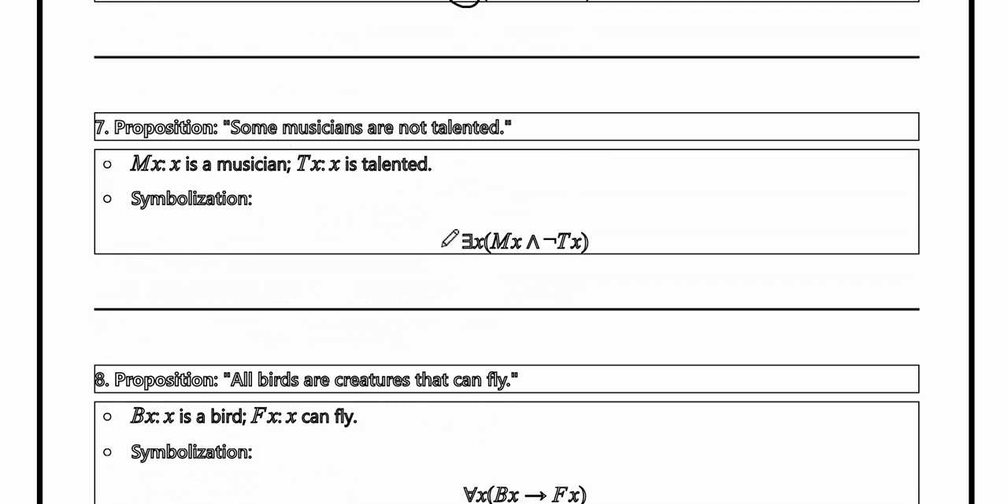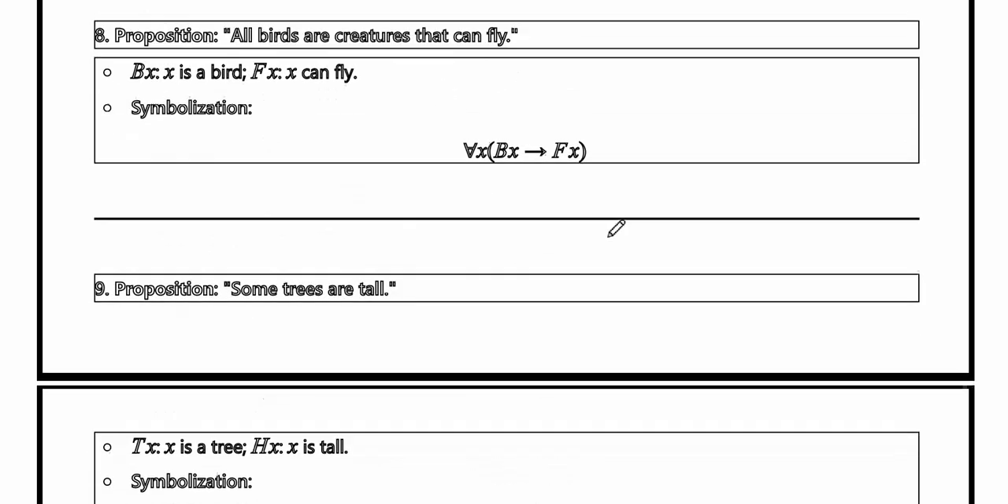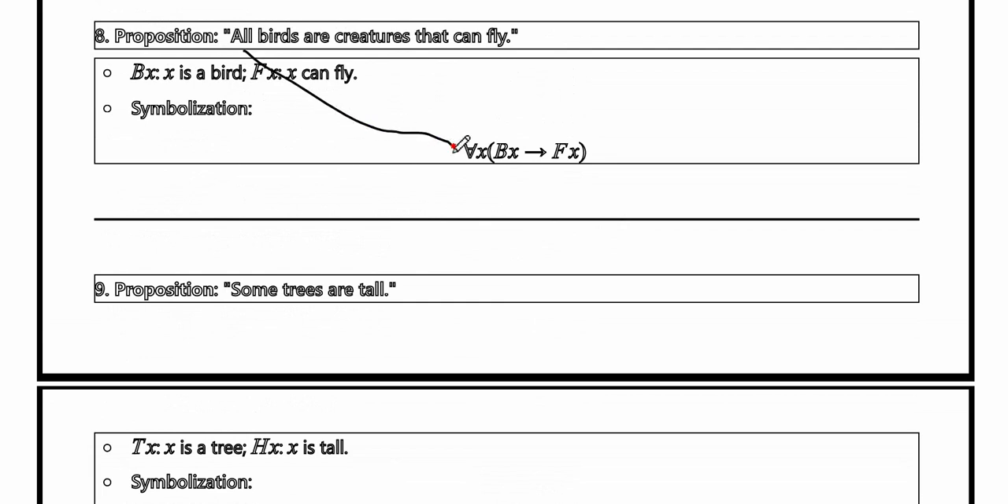Some musicians are not talented. Some means existential. Existential means we have to use the conjunction symbol, and not means we have to use the negation symbol. Talented is Tx, musician is Mx. So we are done with all our conversion. Next is all. All is universal quantifier. Birds is Bx. Fly is Fx. All birds fly. All means implies. So we are done here.